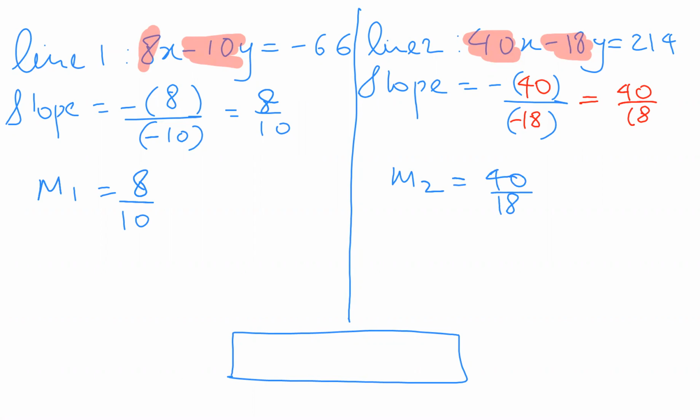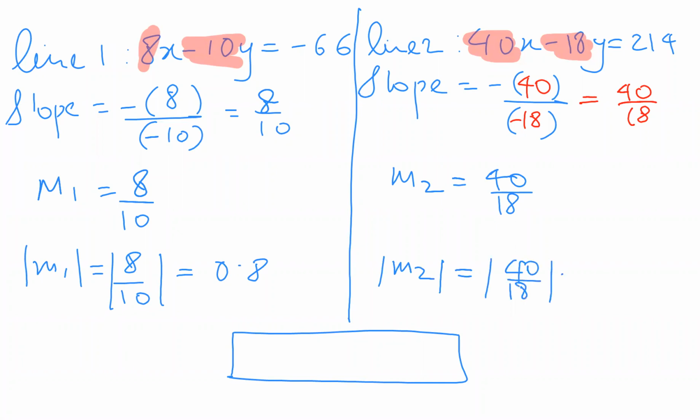Now, once we calculate both the slopes, also calculate the modulus of both the slopes. Modulus of M1, modulus of 8 upon 10. Positive modulus is always positive. So whenever you calculate the modulus, first of all, remove the negative sign. Positive remains positive. And in this category of problems, whenever you calculate the modulus of M1 and M2, make it in decimal. So modulus of M2 is equal to modulus of 40 by 18, which is equal to 20 by 9, which is equal to 2.22.